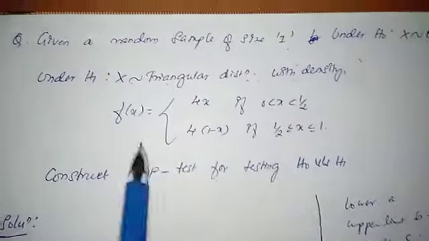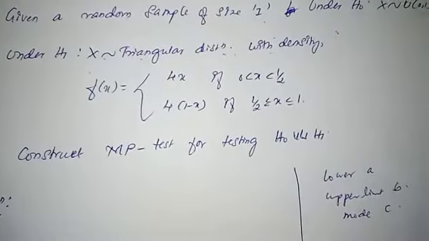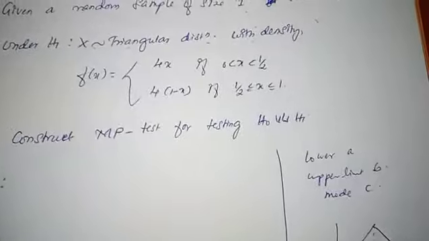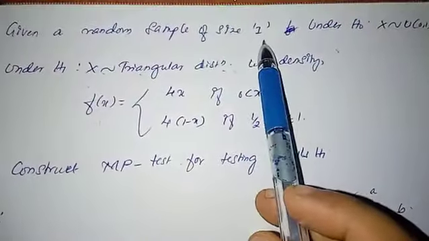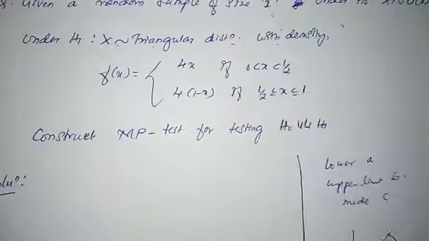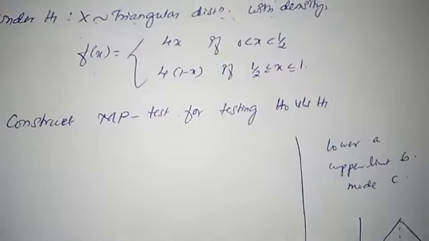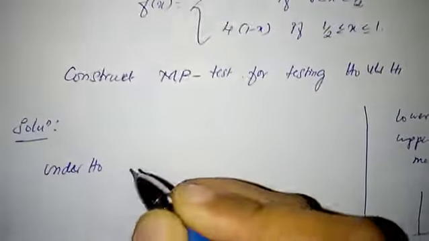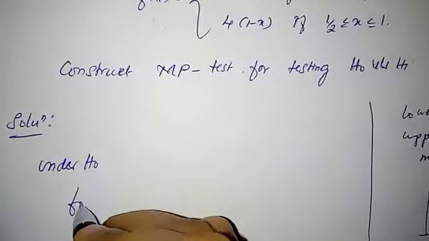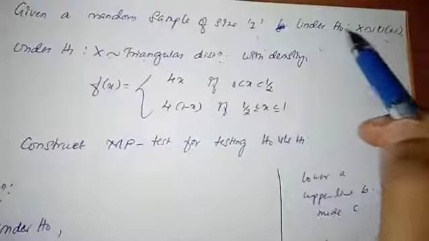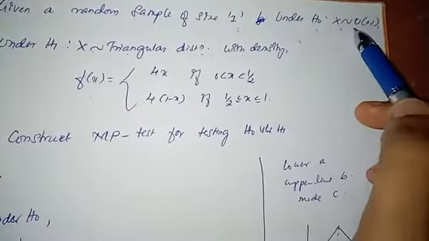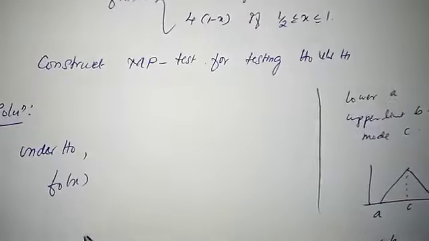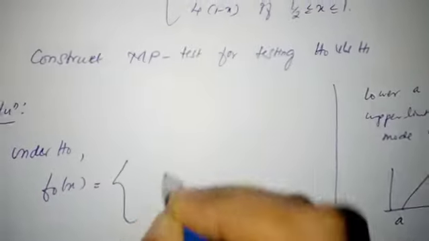Here in this problem we have to construct the most powerful test, right? So for that we have to take the ratio of densities. Because the sample size is 1, we take the ratio of densities. What is the density under H0? It is given that under H0, X follows uniform(0, 1), so we write f0(x) equal to the density of uniform(0, 1).